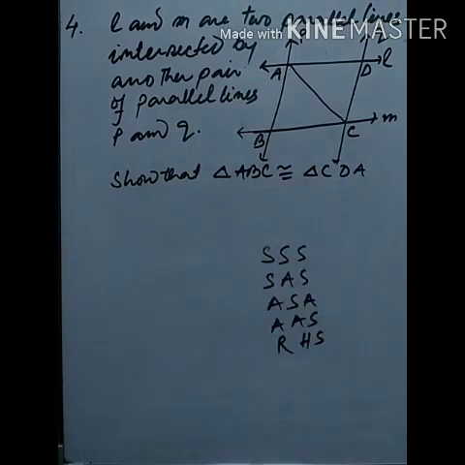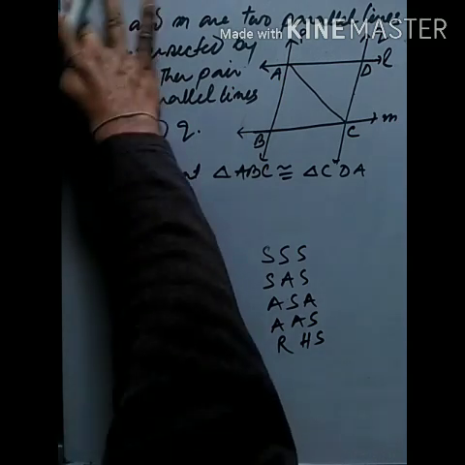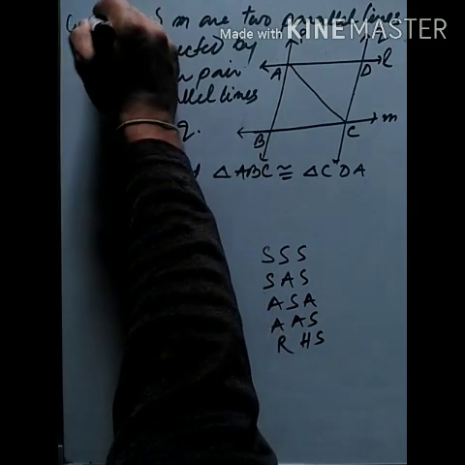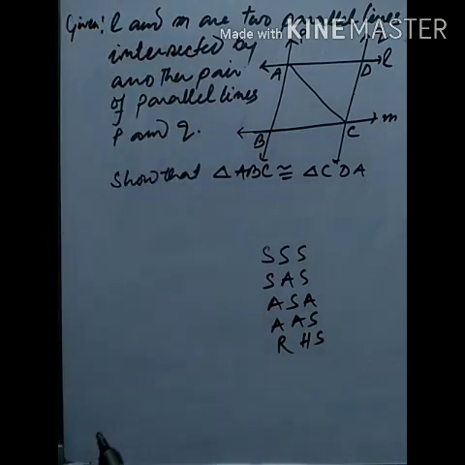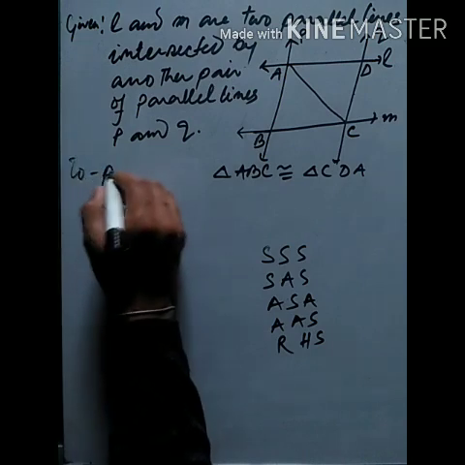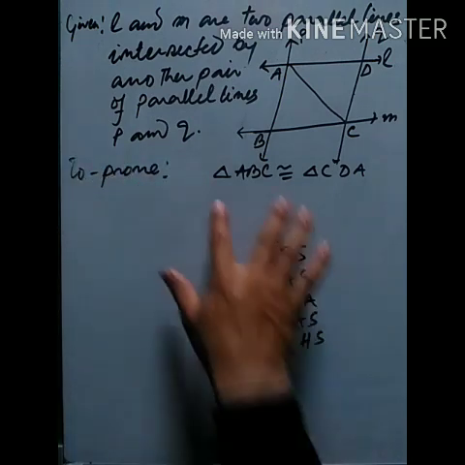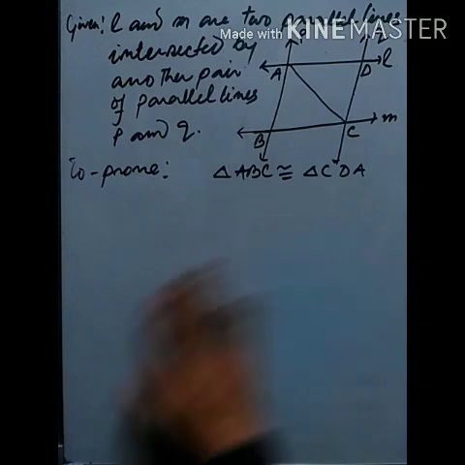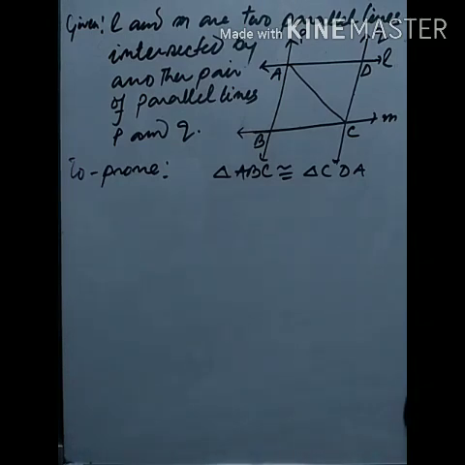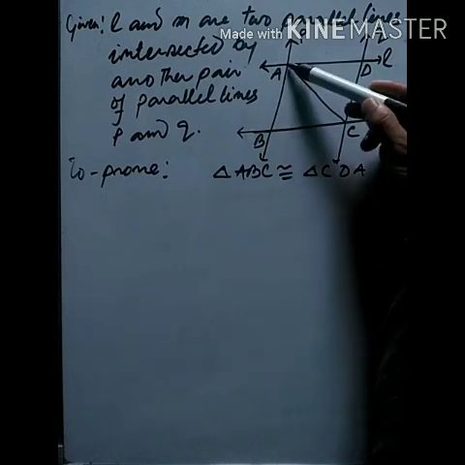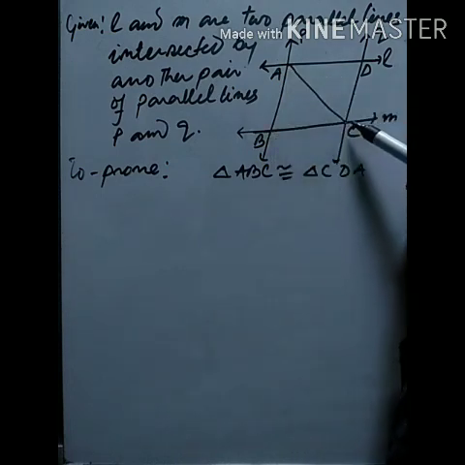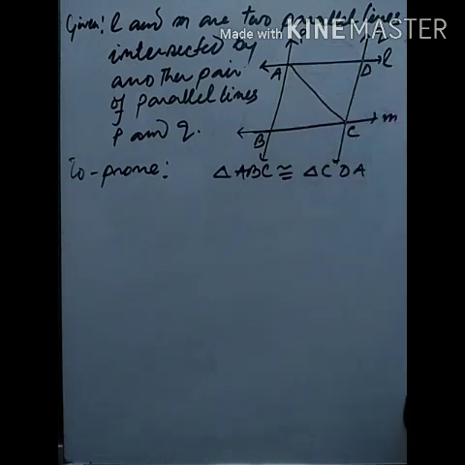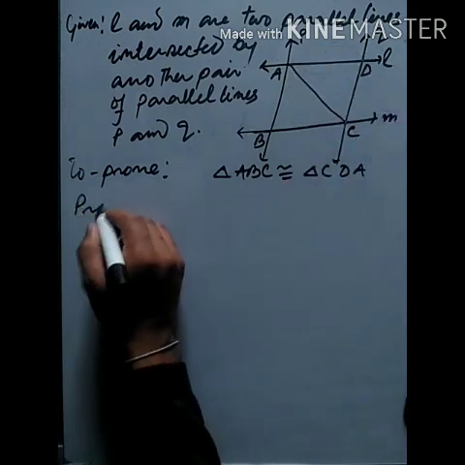So let's follow the procedure. First, let me write the given. I will not change anything, I'll follow it exactly as it was given. Next we have to prove. Let me show you the two triangles first: triangle ABC is congruent to triangle CDA. Now let me start the proof.